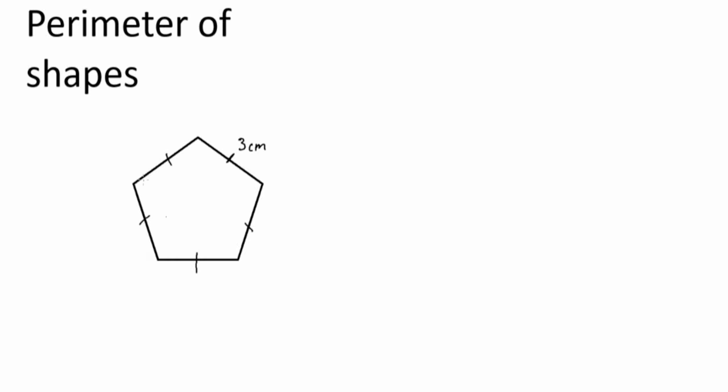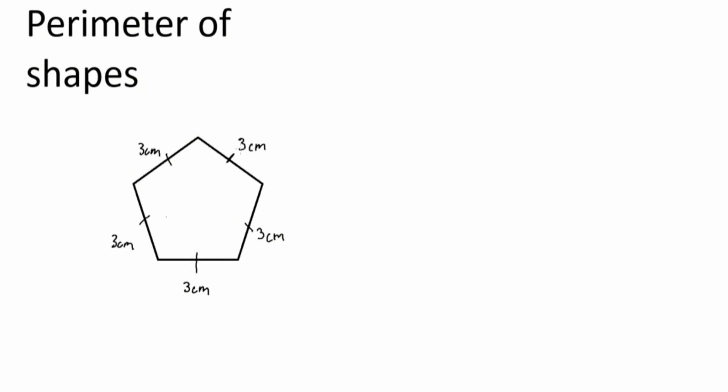The perimeter is just basically adding all the sides of the shape together. It's like the outer edge of the shape. That's what the perimeter is. It's that total length, all of the sides added together. Well, since this is a regular pentagon, we know that all of these sides are the same length. So if this is 3 centimeters, this also must be 3 centimeters. This must be 3 centimeters. And this must be 3 centimeters. This also must be 3 centimeters.